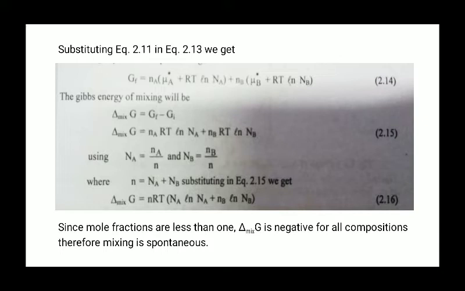Using mole fraction, Na is equal to Na upon total number of moles and Nb is equal to Nb upon total number of moles, where Na and Nb are the mole fractions of A and B. Substituting in equation 2.15, it becomes delta G mixing is equal to nRT (Na ln Na plus Nb ln Nb). Since mole fractions are less than 1, delta G mixing is negative for all compositions, therefore mixing is spontaneous.